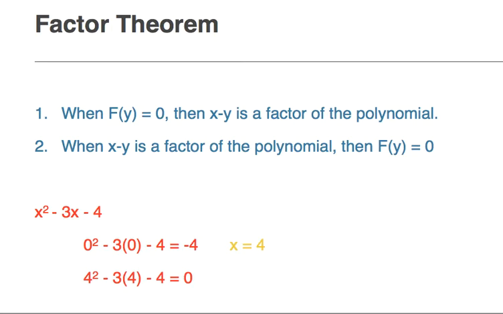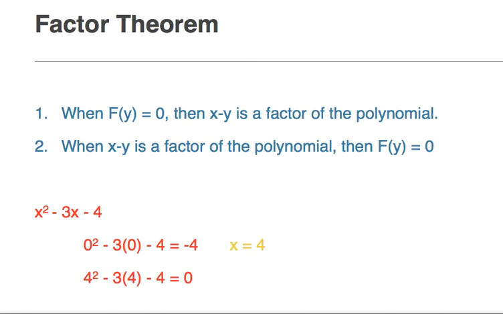Now, an example here is x squared minus 3x minus 4. If we sub in 0 to all x values, we should find our factor. Now we will have 0 squared minus 3 bracket 0 minus 4, which will give us negative 4. The remainder, or the factor, will be x minus 4.